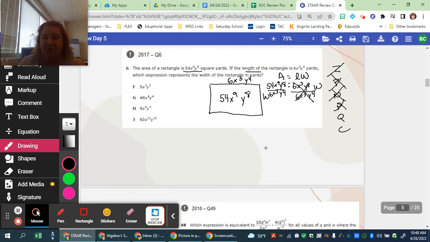But there is the quotient rule. So 54, 9 minus 3 is x6, 8 minus 4 is y4. Got it? I'm subtracting. 9 minus 3, 8 minus 4. That's the quotient rule. And then I have the coefficients to take care of. 54 divided by 6 is 9. So 9x6, y4.